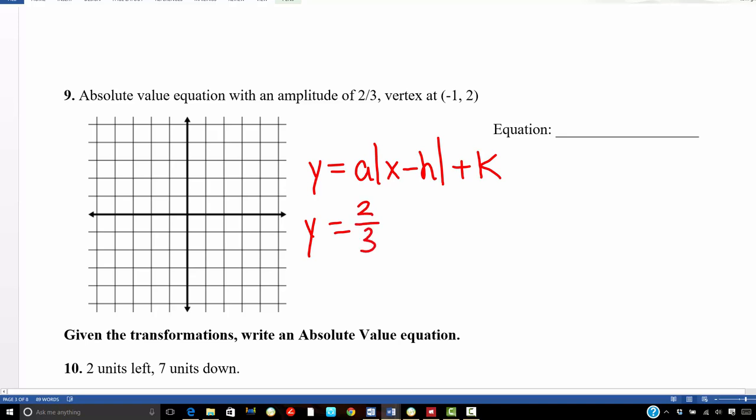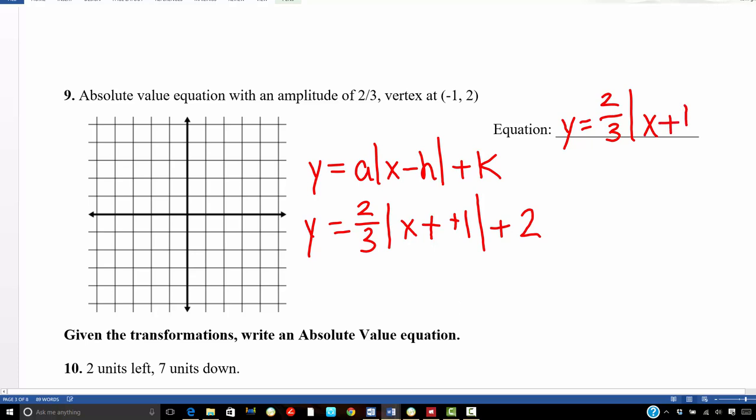The x-coordinate of the vertex is -1. A lot of you can probably skip this step, but the formula has a minus in it. And then additionally, h is -1, and then +2. And of course, if you didn't already see it, that double negative turns to a positive. So our equation is y equals 2/3 times the absolute value of x plus 1 plus 2. And now we can graph that function. We already know what the vertex is. The vertex is the point -1, 2.